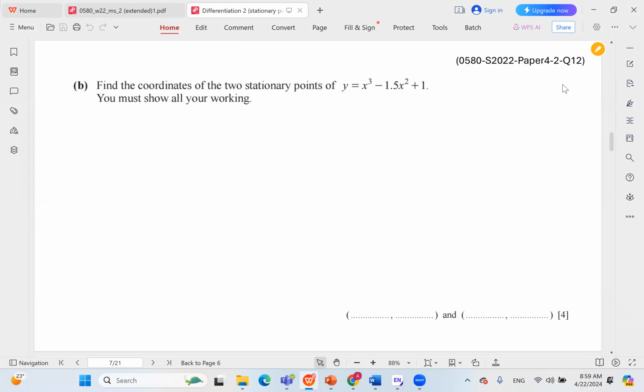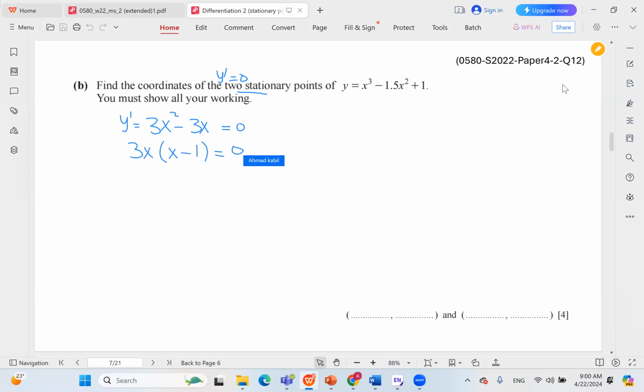Find the coordinates of the two stationary points of y equals x power 3 minus 1.5 x power 2 plus 1. Again, quickly now, we know that stationary points follow the rule y dash equals 0. So let's begin by getting y dash. Y dash equals 3x squared minus 3x plus 0, so we can just ignore that. And this is equal to 0. Now we can take 3x as a common factor. We are left with x minus 1, and this is equal to 0.